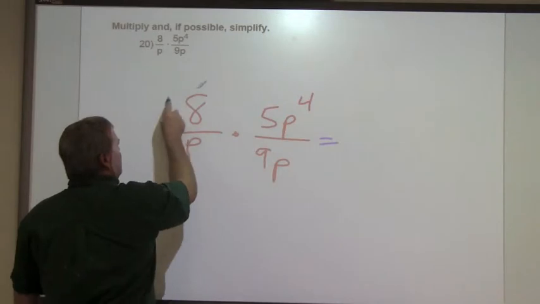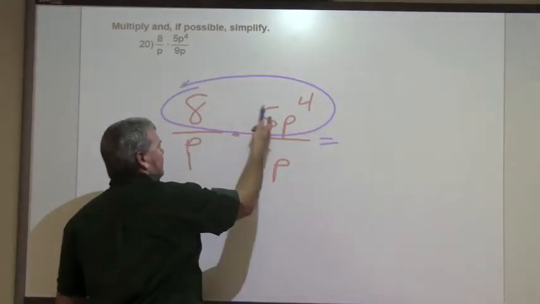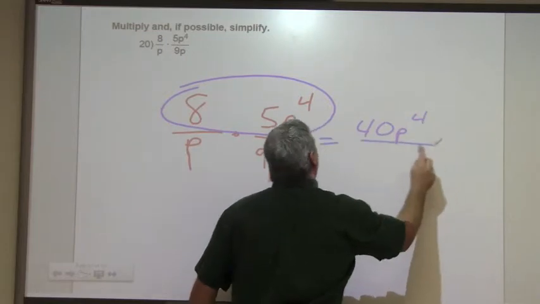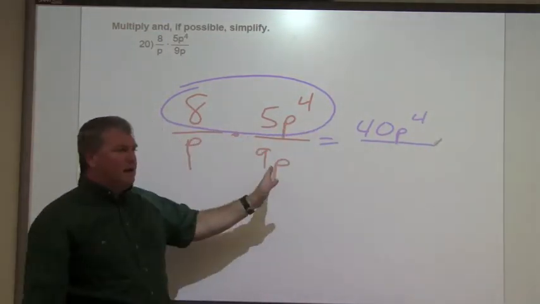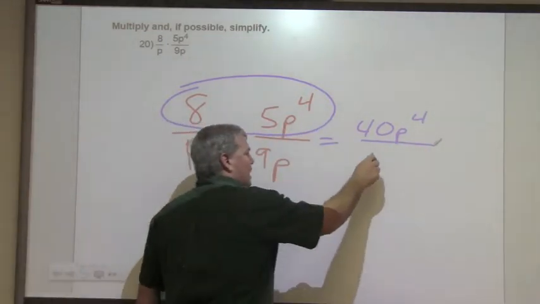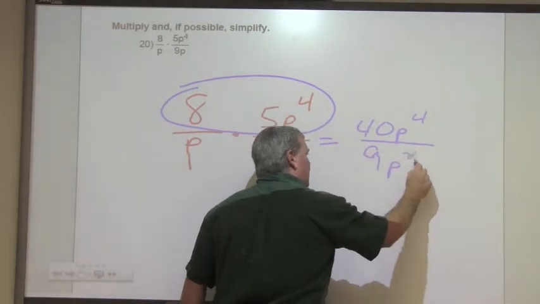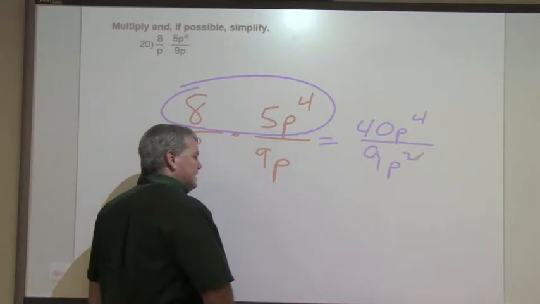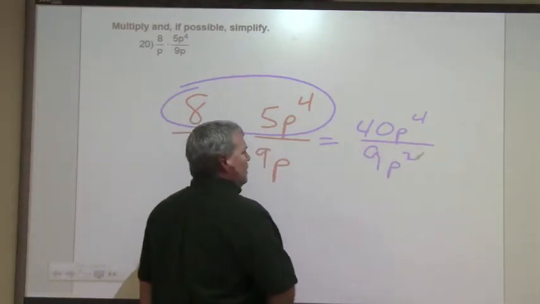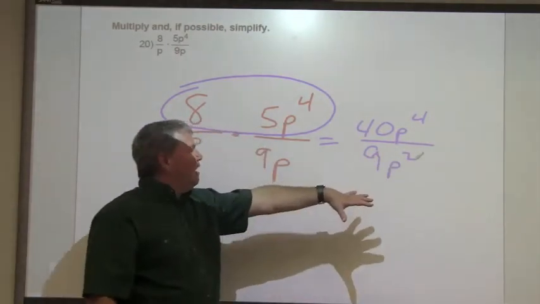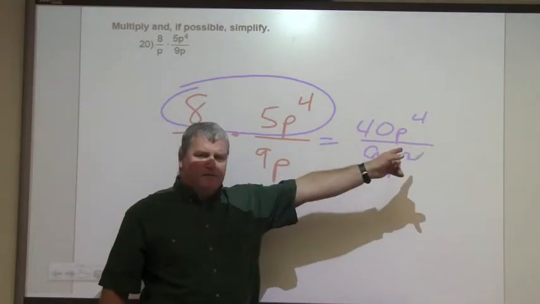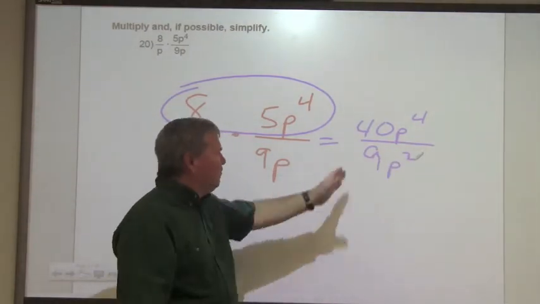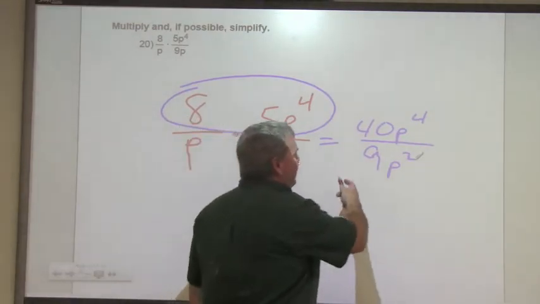I'm just going to multiply numerator times numerator. 8 times 5 is 40. P to the fourth over p times 9p is 9p squared, because p times p is p squared. Then I can simplify from there. Well, 40 over 9. Well, 40 is not divisible by 3, and 9 just has 3 times 3. So really 40 over 9 is as simplified as that gets.